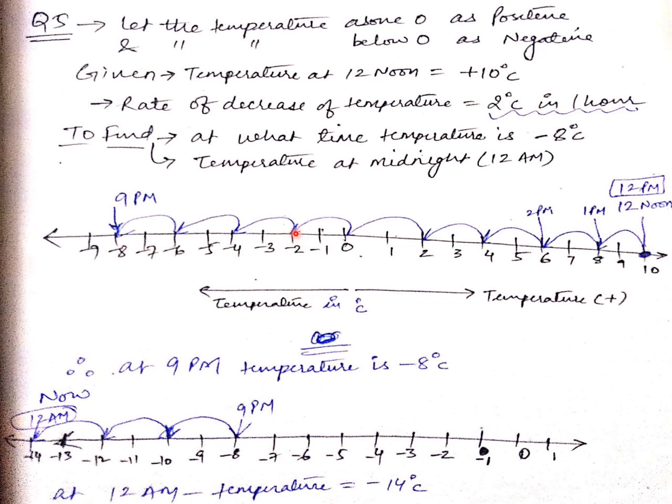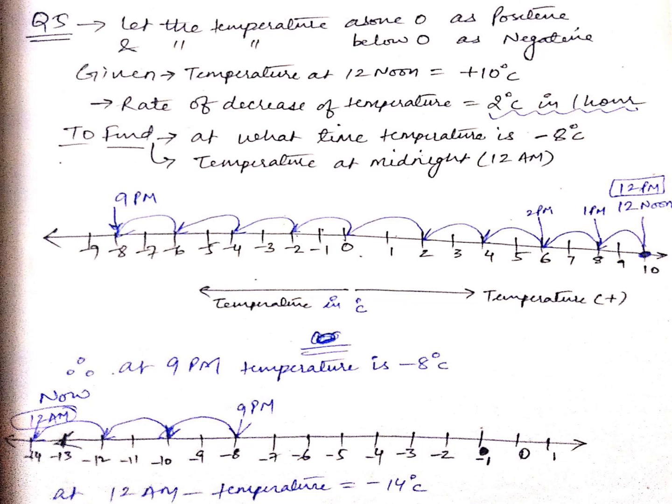At 6 pm, minus 2. At 7 pm, minus 4. At 8 pm, minus 6. And at 9 pm, minus 8 degree Celsius. That is, we have to find, so we can say at minus 8 degree Celsius, the time is how much? 9 pm. So first part is done.